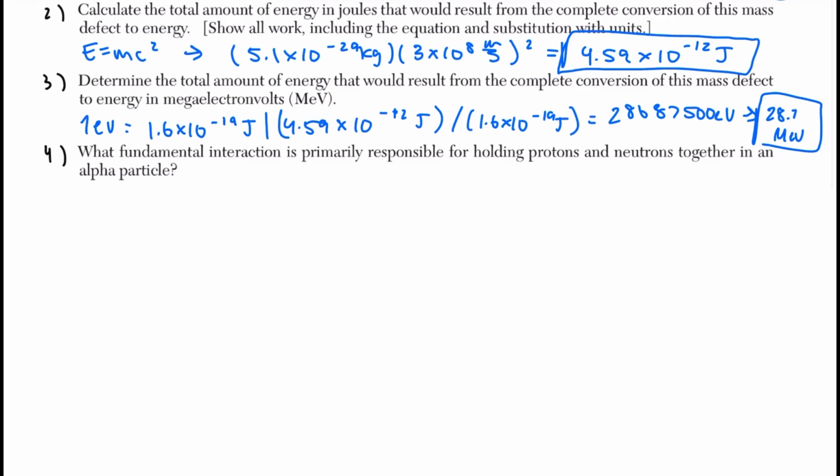Number 4, what fundamental interaction is primarily responsible for holding protons and neutrons together in an alpha particle? This question is super easy. Remember that protons and neutrons are bound together by the strong nuclear force. That's it. Strong nuclear force. And that's your final answer.